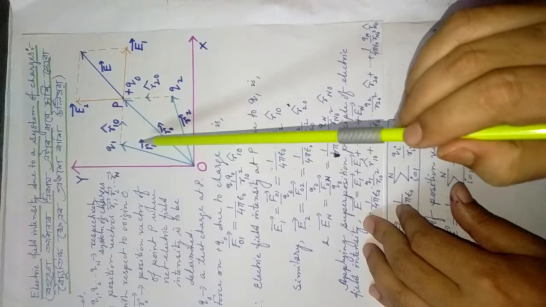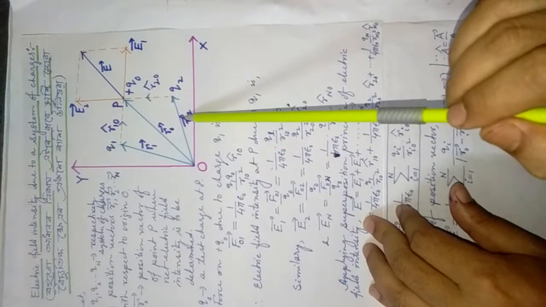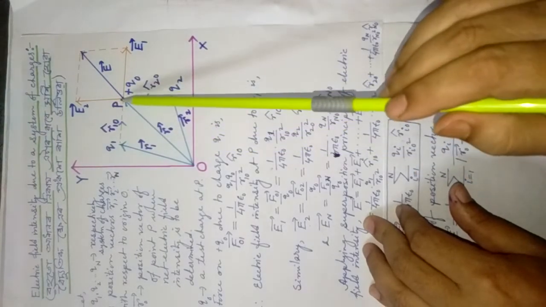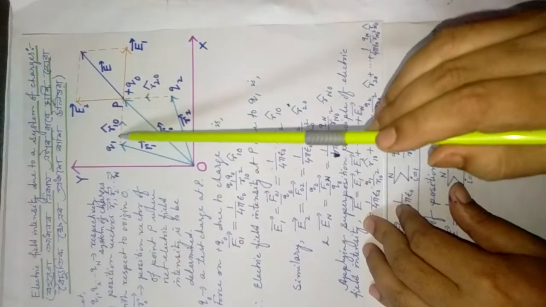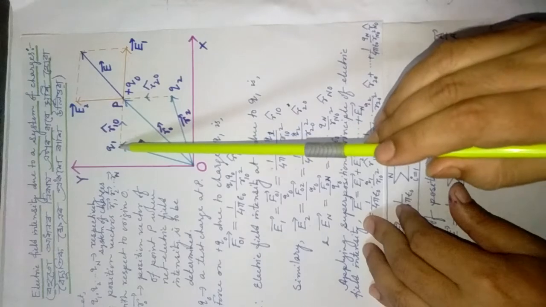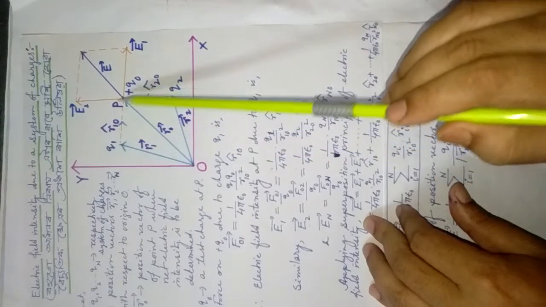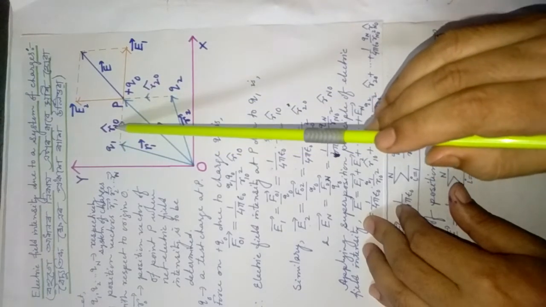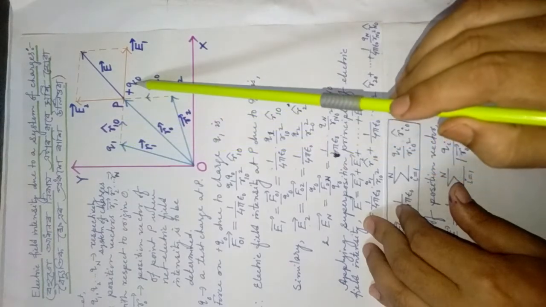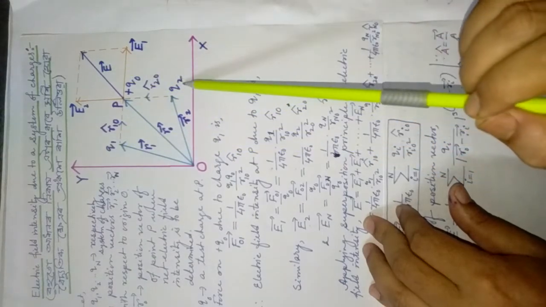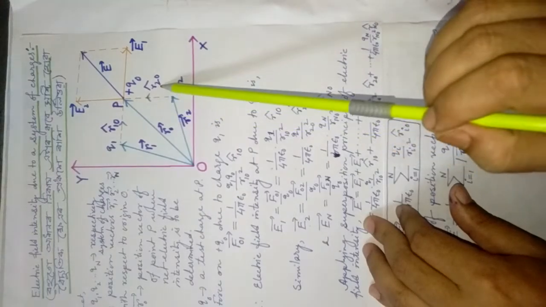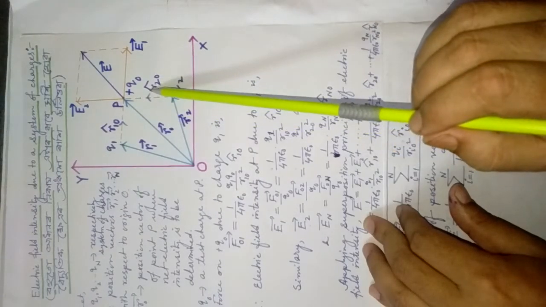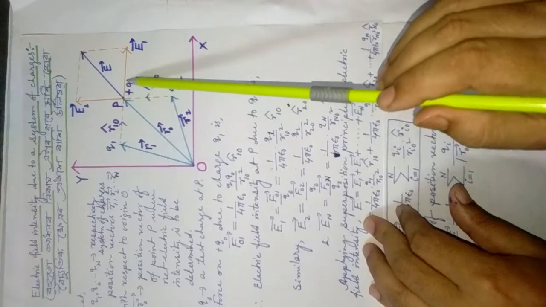R1 vector is the position vector of Q1, R2 vector is the position vector of Q2, and the position vector of P is R0 vector. The unit vector along Q1 to P is R10 cap, that means the unit vector from 1 to 0, where 0 means Q0. Again, the unit vector along Q2 to P is R20 cap. Okay, and here the electric field I have already discussed.